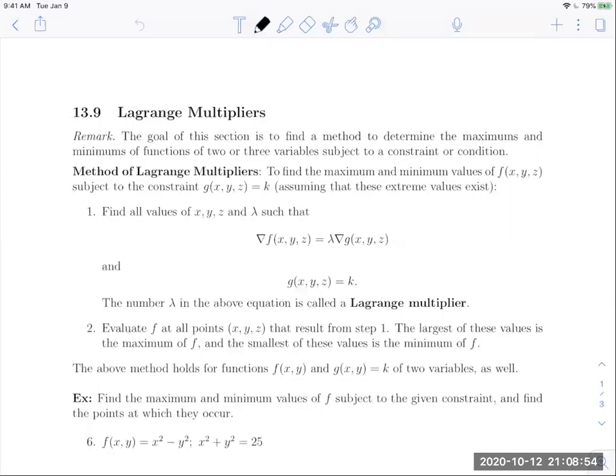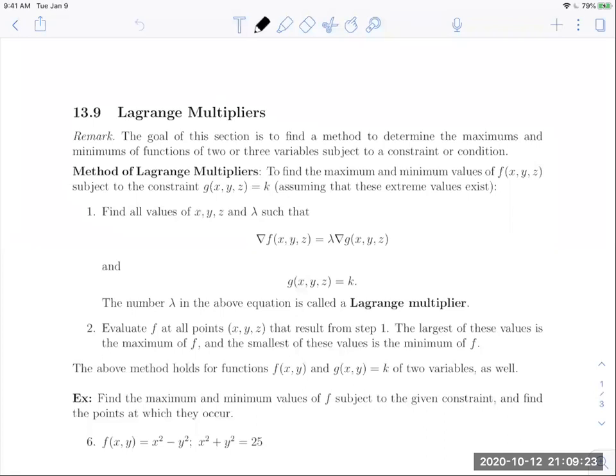In section 13.8, we focused on learning how to find maxima and minima of functions of two variables. We'd like to improve upon this concept and work with functions of two or three variables that are also subject to a constraint, and to identify how to optimize those types of situations. So let's jump straight in and talk about the method of Lagrange multipliers.